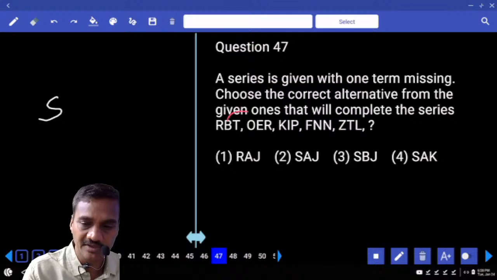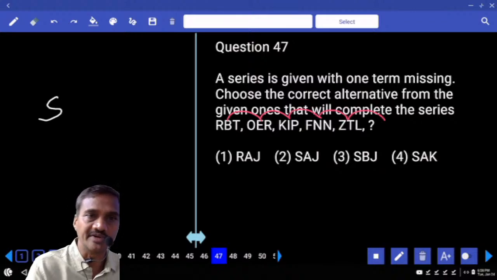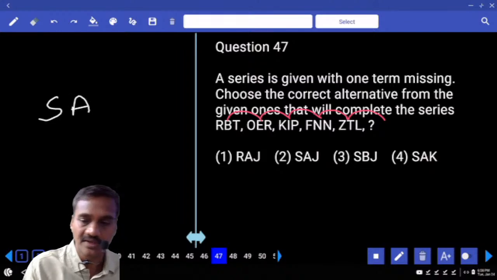Now B and E. 2 and 5 plus 3. 5 and 9 plus 4. 9 and 14 plus 5, plus 6, plus 7. 20 plus 7, 27, that is A. S and A. Then the last element.